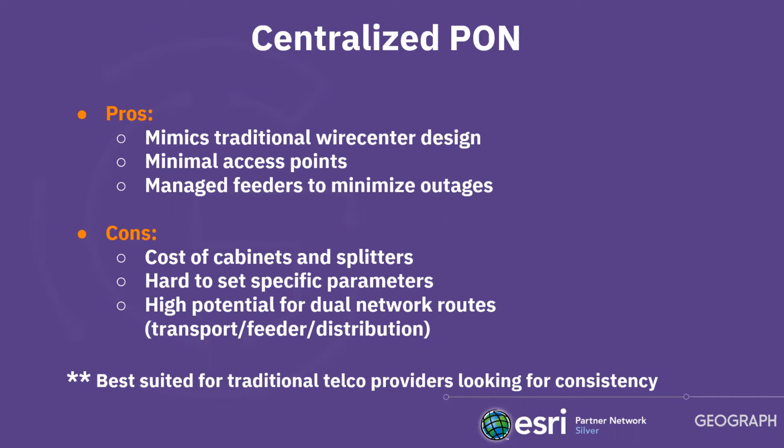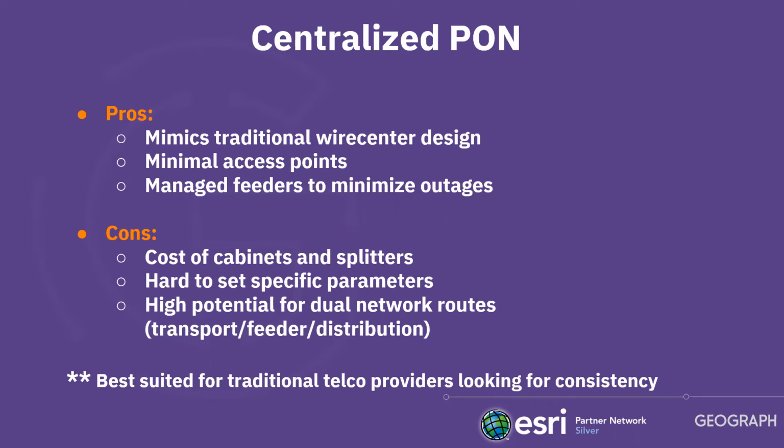Now, some of the cons. Obviously, the cost of cabinets and splitters are higher. You're typically using 1x32 splitters, and in most cases, multiple splitters at these locations. You also have to have the cabinets and the patch panels for your distribution. So you have the added cost of these cabinets and splitters populated throughout your network.